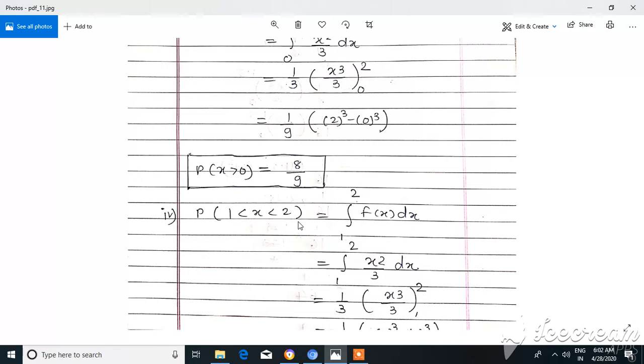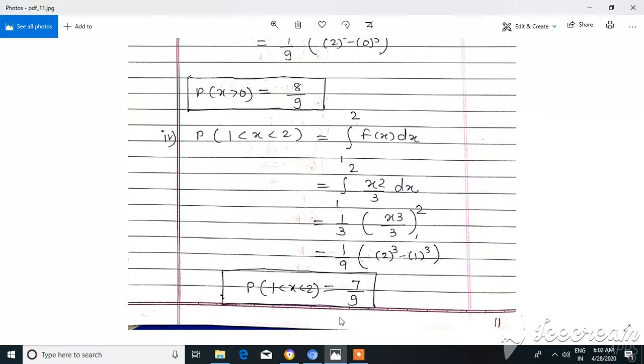And for the interval 1 to 2, I will write my function as integration 1 to 2 of f of x dx. Again this 1 by 3 is constant. Integration of x square is x cube by 3. Consider this 1 by 9 here. Put the upper limit as well as the lower limit. So what you'll get? 2 cube is 8 minus 1, 7. So the answer of probability 1 less than x less than 2 is 7 by 9.